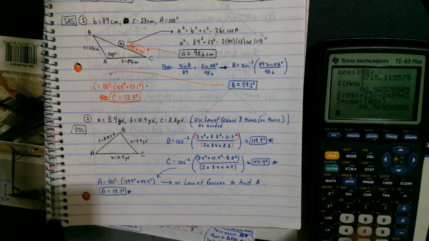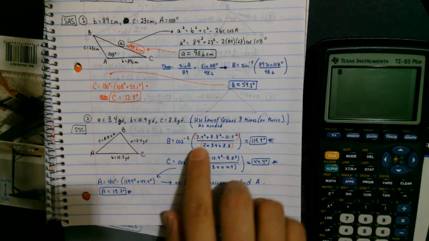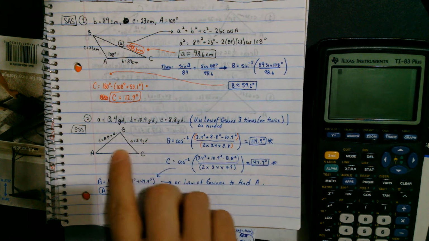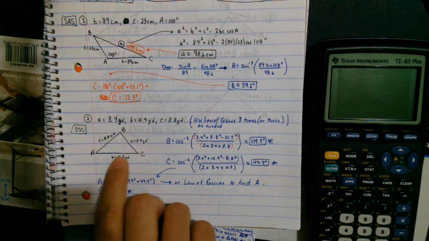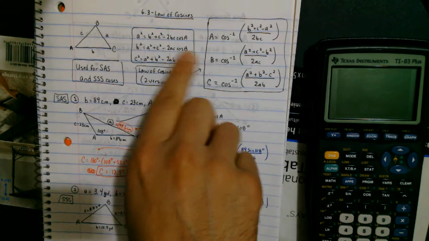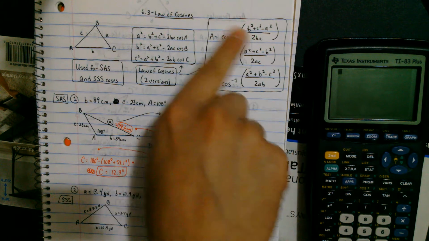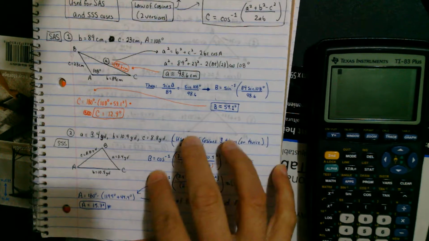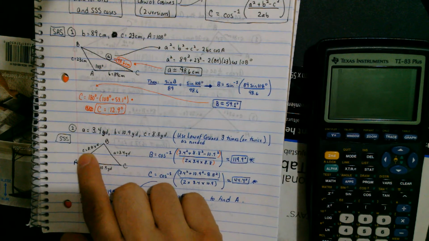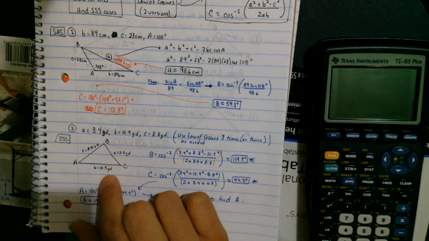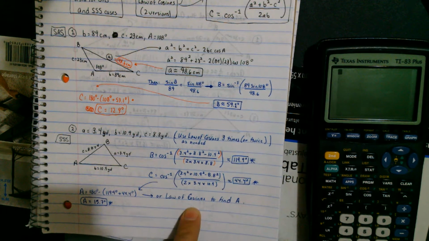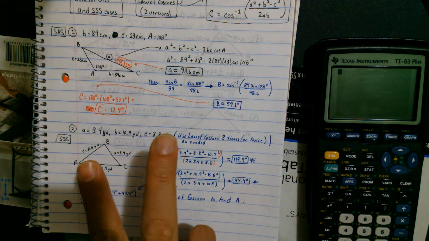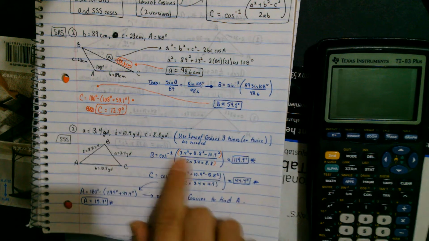And then on number 2, you have side, side, side. So you're given 3 sides, so you're going to use the formulas here. Okay, so you look at the 3 sides. It doesn't really matter which one you find first. You're going to use the law of cosines 3 times. Or you can use it twice and then take the third one away from 180. That's what I did here.